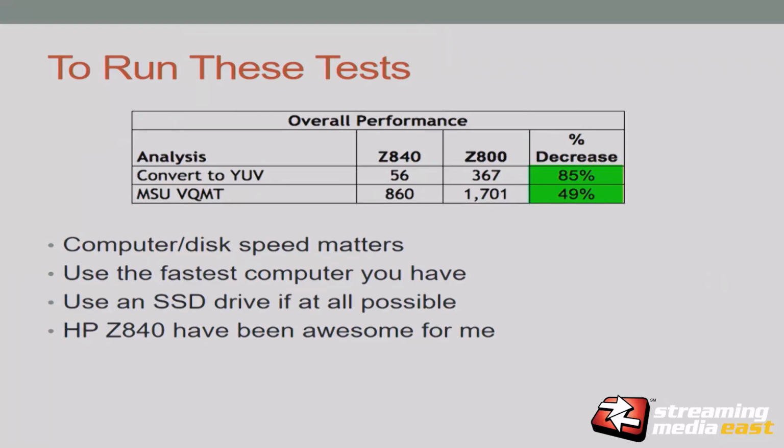And then the big thing about these tests is you really need a fast computer to run them. So I've got an HP Z840. If you're really going to do this type of analysis, you see the comparisons here from a time perspective. This is the Z840 with SSD drives. This is the Z800 with just regular fixed drives. And we see that we're decreasing the processing time by 85% to convert to YUV, and by 49% to run the Moscow University tests.